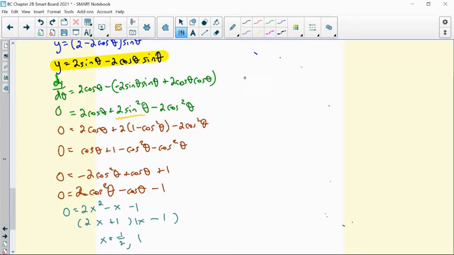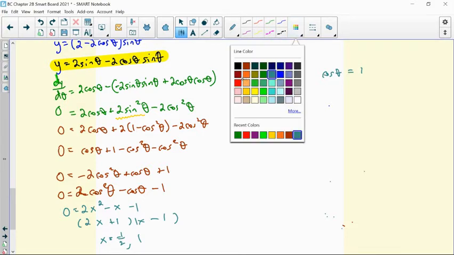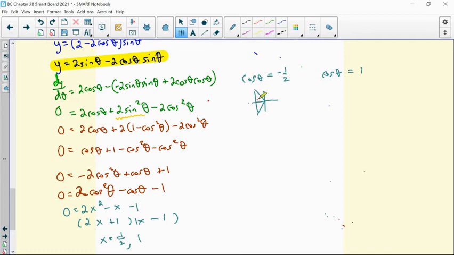So let's think about, when is cosine of theta equal to negative 1/2? And when is cosine of theta equal to 1? So cosine of theta equals negative 1/2. Then we're just on one trip around the unit circle. Cosine depends on x, so I want to be over here in quadrants 2 and 3. So I want to make sure that I do have a ratio of negative 1 to 2. So it's a 30-degree reference angle.